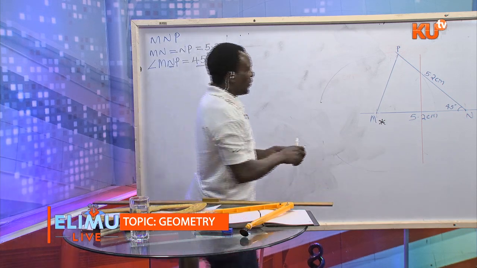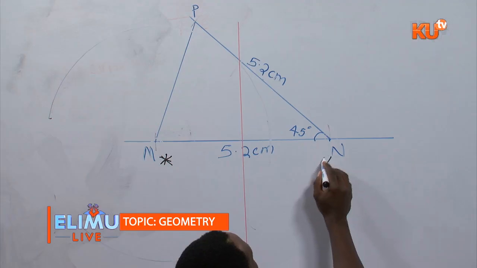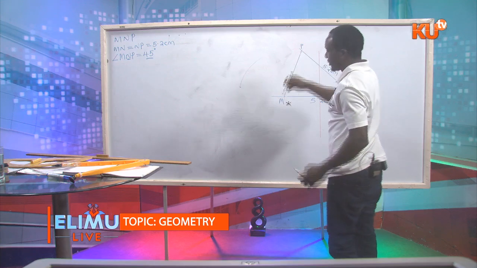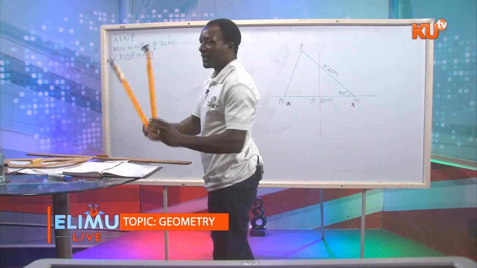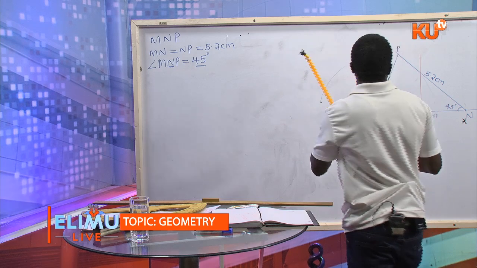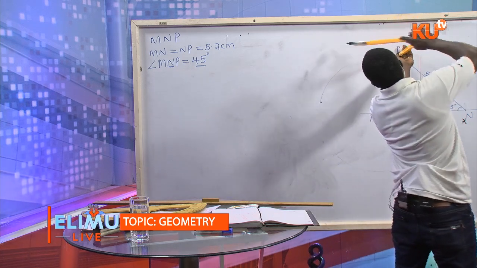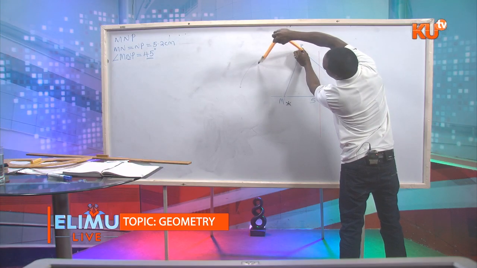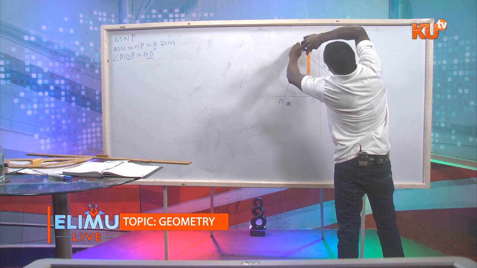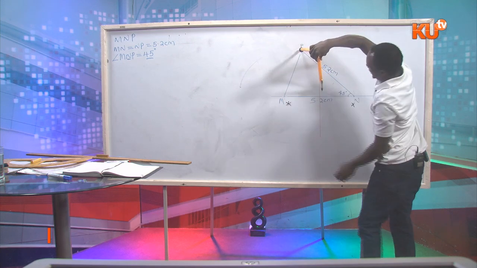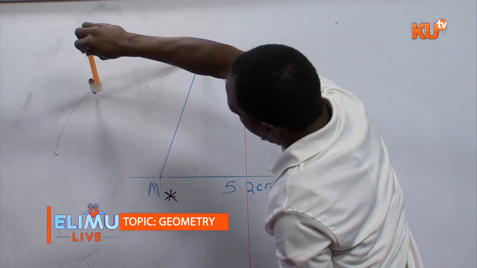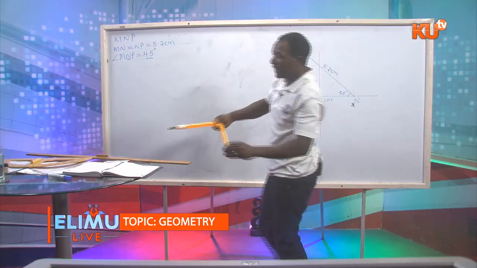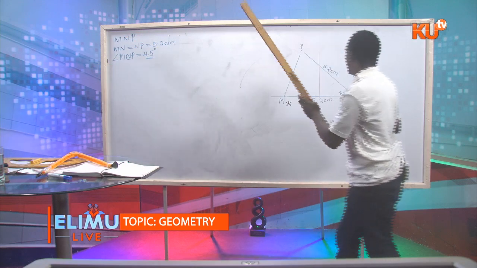This point, umekuwa hapa, so hapa hutarudi tena. The only point that you have not touched, it is this point. You come there without changing the measurement of the compass. Kuja hapa, then put an arc there and another arc there. So you put an arc on that and then there. Then you join the two, still using a different color.